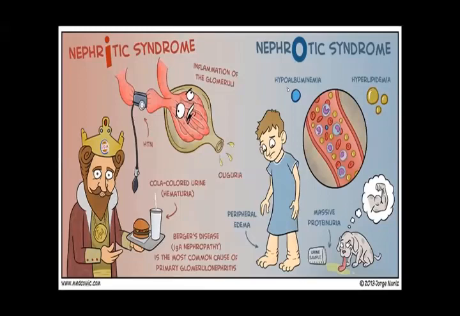Nephritic and nephrotic. Hypoalbuminemia, massive proteinuria, right? And hyperlipidemia and lipiduria. In nephritic, we have inflammation of the glomeruli, hypertension, oliguria, cola-colored urine, and these are some of the diseases.